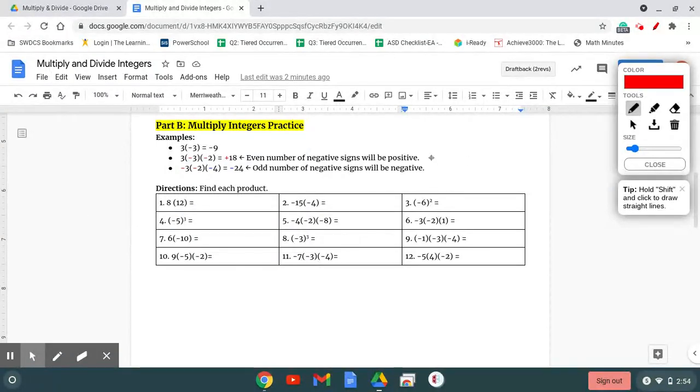So let's think, what are our even numbers? Well, our even numbers are 2, 4, 6, 8, and so on. So if you have 2 negative numbers, it's going to be positive. If you have 4 negative numbers, positive. 6 negative numbers, positive. 8 negative numbers, positive. No matter how many negative signs you have, as long as it's an even number, your answer is always going to be positive.